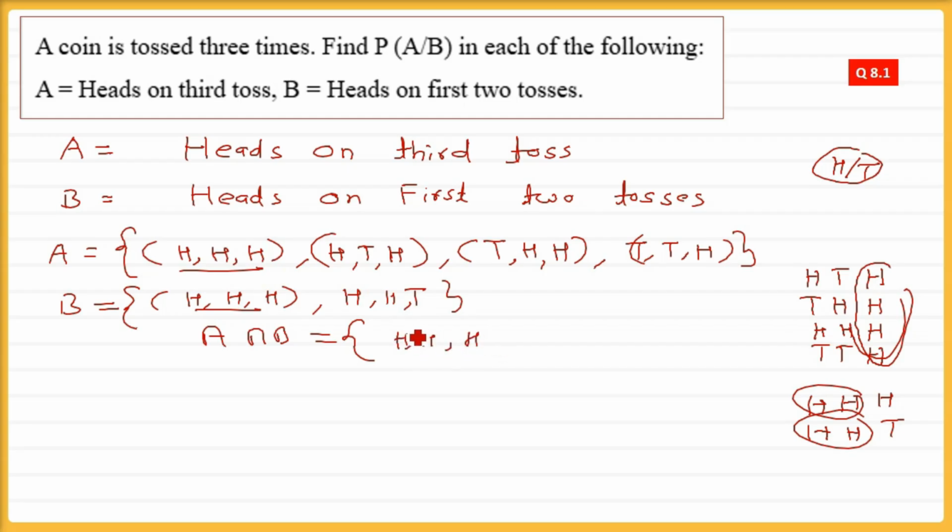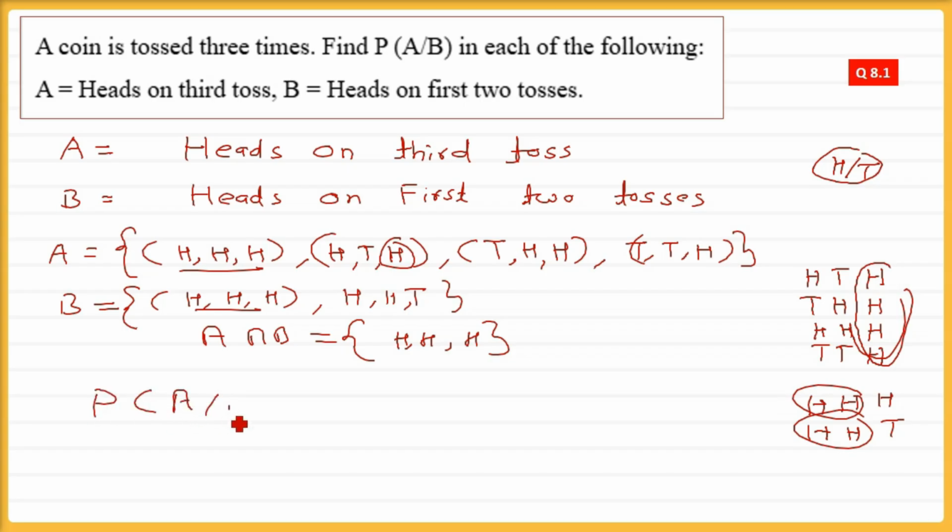Do we have HHT? We cannot have HHT in A, because in the first event head should come in the last, but here tail is there. So only one element of the sets is common, they are intersected only there.